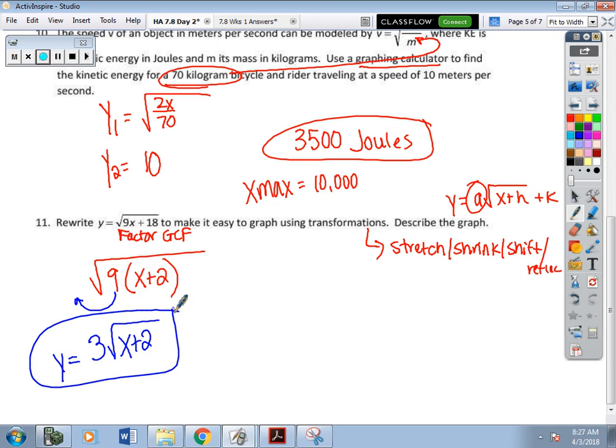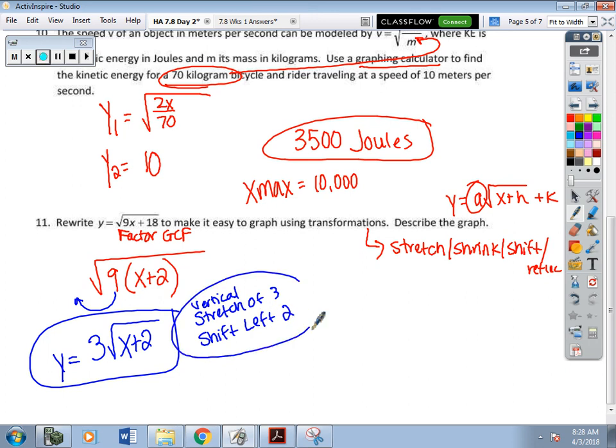Now describe the graph. So the 3 outside would tell me that it's a stretch of 3. Technically a vertical stretch. And then what does the plus 2 tell me? Is that up 2, down 2, left 2, or right 2? Sam? Left 2. It is left 2. Perfect.